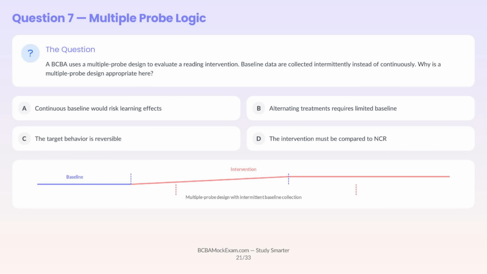Question 7. A BCBA uses a multiple probe design to evaluate a reading intervention. Baseline data are collected intermittently instead of continuously. Why is a multiple probe design appropriate here? A. Continuous baseline would risk learning effects. B. Alternating treatments requires limited baseline. C. The target behavior is reversible. D. The intervention must be compared to NCR. This question is asking why intermittent baseline fits this kind of design.